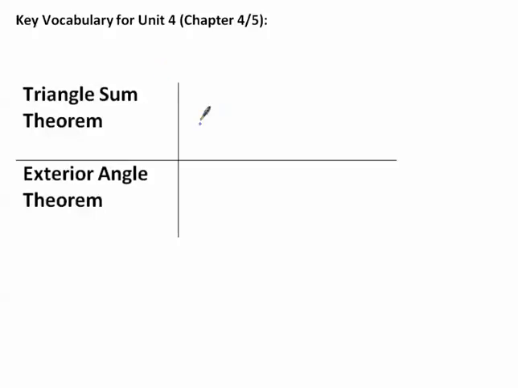Let's review some of the key vocabulary for Unit 4. First, the triangle sum theorem. The sum, remember sum means adding, the sum of the interior angles of a triangle is 180 degrees. Sum means we have to add them together.